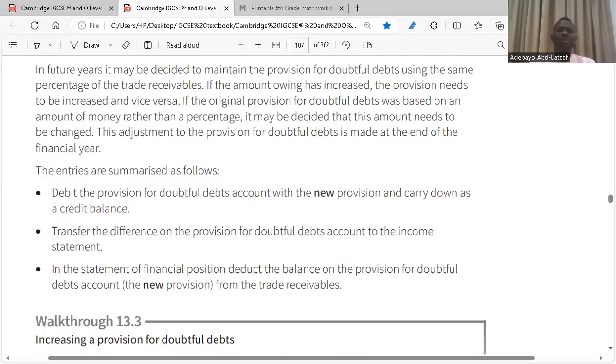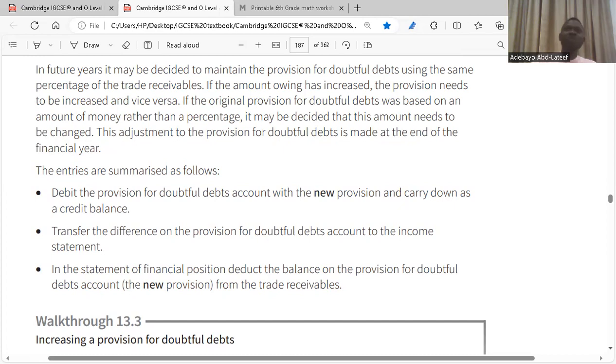So, what do you prepare? They said the entries are summarized as follows. Debit the provision for doubtful debt account with the new provision and carry down as a credit balance. So if you are changing your provision for doubtful debt, the only thing you have to do is prepare that account again, the account for provision for doubtful debt.